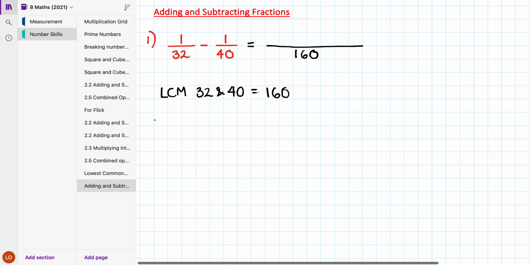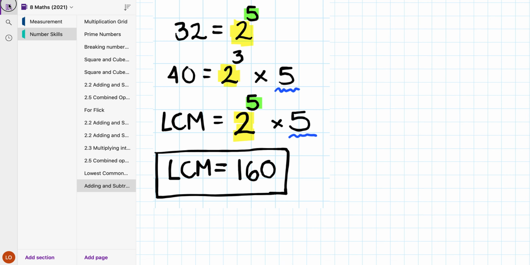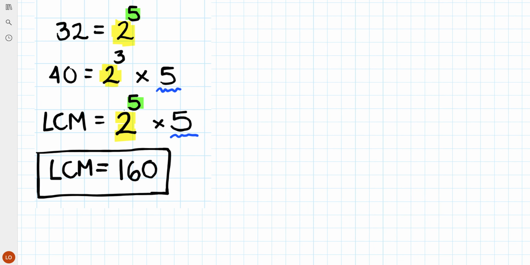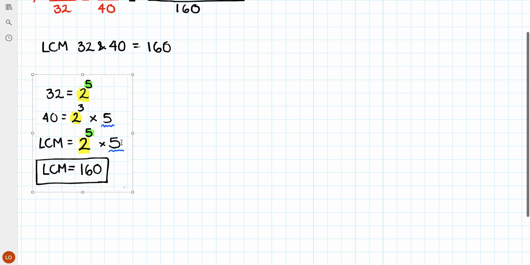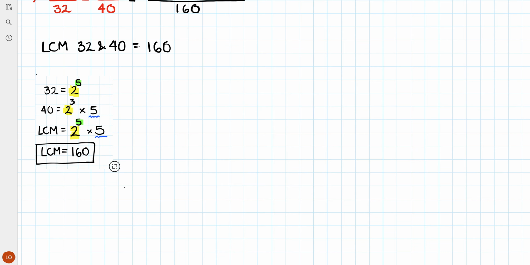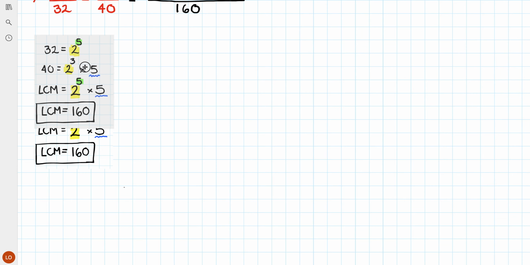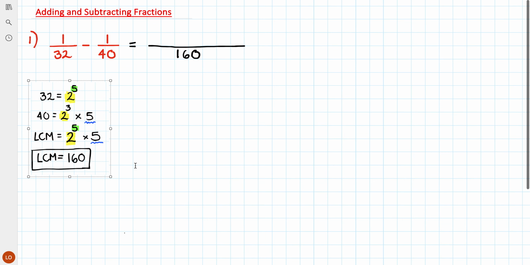Doesn't have to be that big. Okay, beautiful. So this is the information that I needed. Okay, girls, as I said before, good. So I know that my lowest common multiple is going to be 160. And I know that the prime factors of 160 are 2 to the power of 5 times 5.